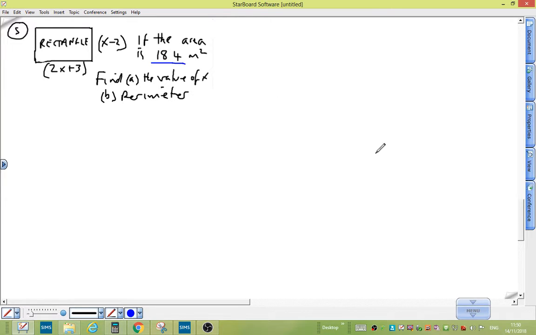Anyway, you're told it's a rectangle. You're told that if the area is 184 meters squared, find the value of x. Well, to find the value of x we need an equation. And obviously, if they've given me area, it's to do with its area. How do you find the area of a rectangle? It is length times width. So I'm just going to times these together.